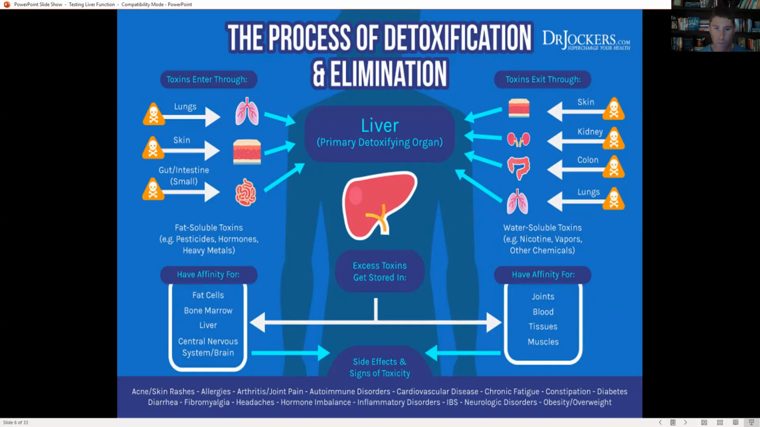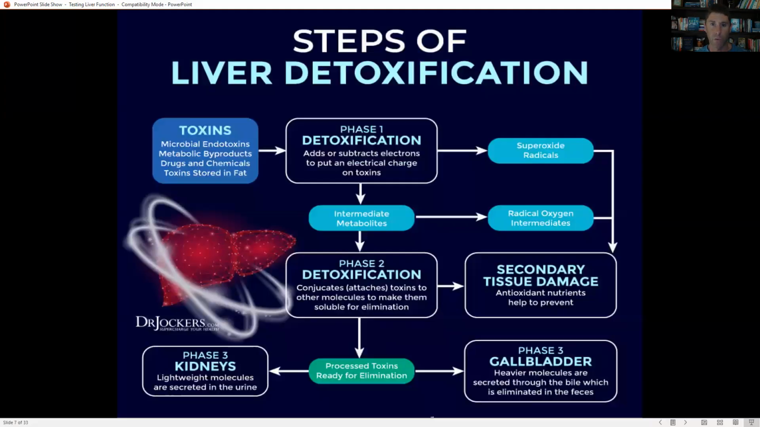And the kidney will filter them out and pull these toxins out of the body. Or we'll sweat them out, or we'll breathe them out. So that's really the way that we remove toxins: we sweat, we pee, we poop, and we breathe. And so we need to turn these toxins into a form that we can eliminate. And so your phase 1, right? You have your different toxins that come in. It adds or subtracts electrons to put an electrical charge on the toxin, and it creates something called an intermediate metabolite.